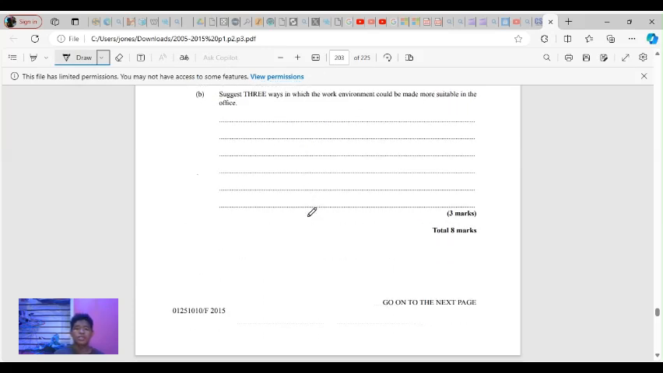Suggest three ways in which the work environment could be made more suitable in the office. So we have to suggest three ways. I'll give you my ways, and at the end of every way, I will give you a certain explanation. So, any three of the following. Change furniture to appropriate desk and chair. What we mean is we have to arrange the furniture and chair in a suitable manner so that we can have a suitable working environment. And solution number two, closing filing cabinet drawers.